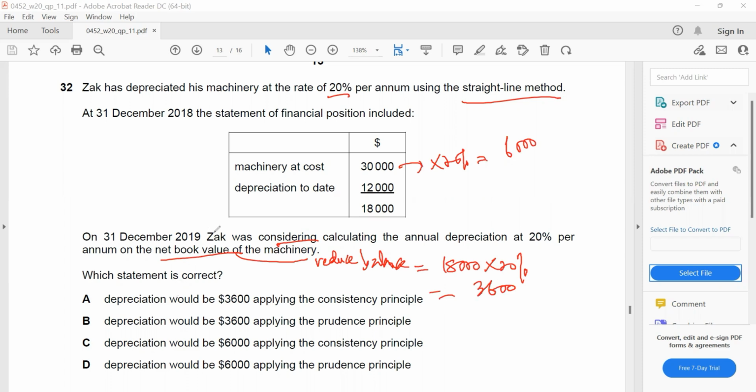So he wants to change in 2009. Before that, he used the straight line method. So what is the correct one? Okay, let's see. Come to the change of the method: unless it gives a better view, if no, you cannot simply change the method. So you should apply consistency. If we apply consistency, this should be the amount that we charge. So the answer should be C.